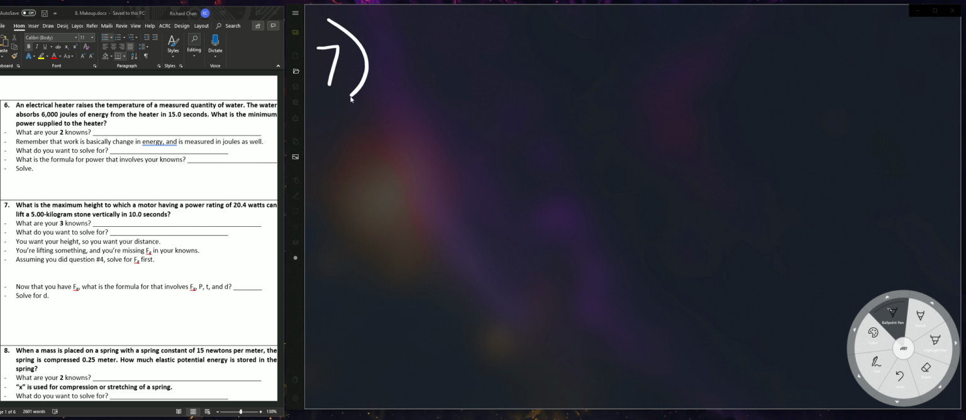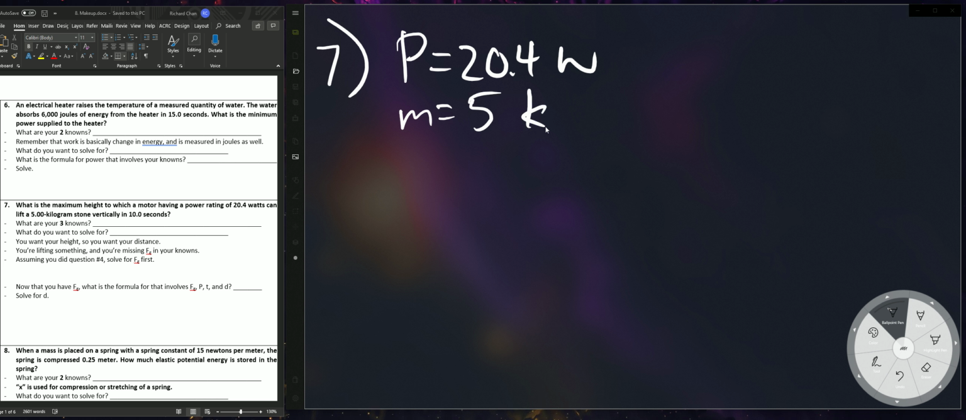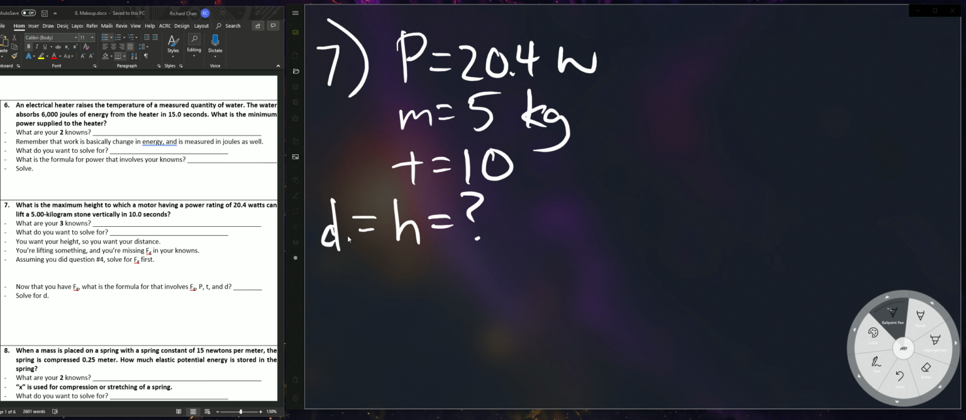Now, number 7 was the maximum height. So you want to know what your three knowns are. So your power is 20.4 watts. Your mass is 5 kg, and your time is 10 seconds. And you want to solve for height, right? You want to solve for height, or you want to really just solve for distance.